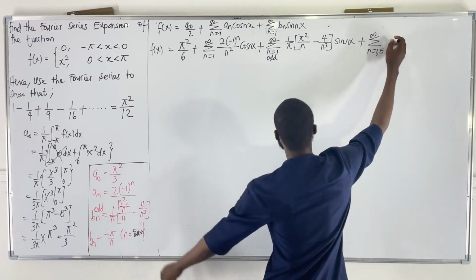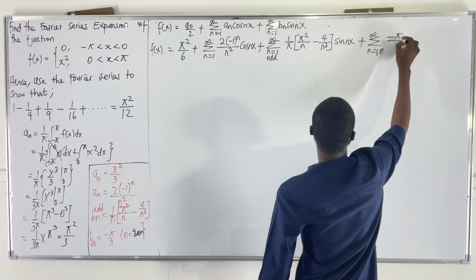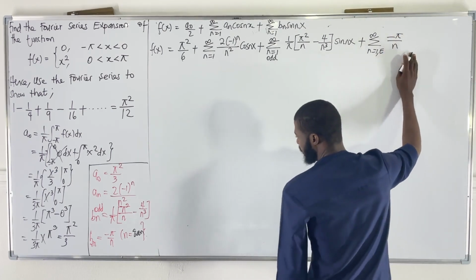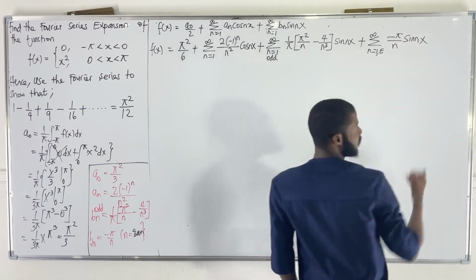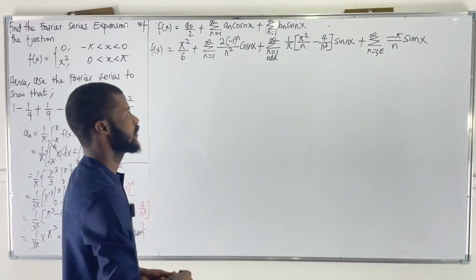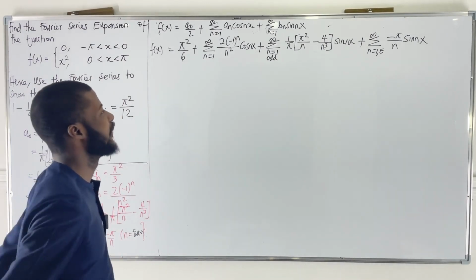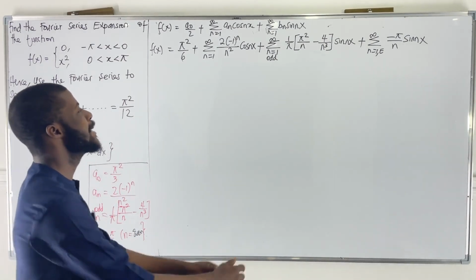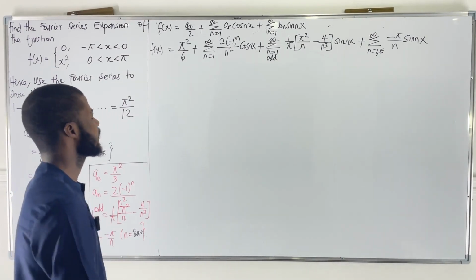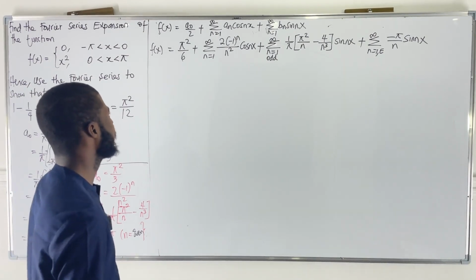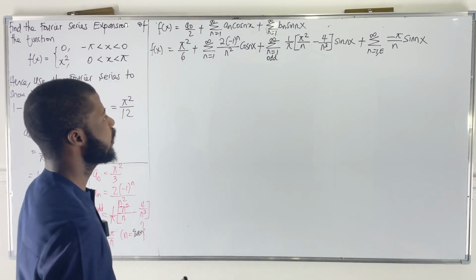So b sub n is minus pi over n. And then we have sine nx. So as you can see, this is actually very, very bulky.